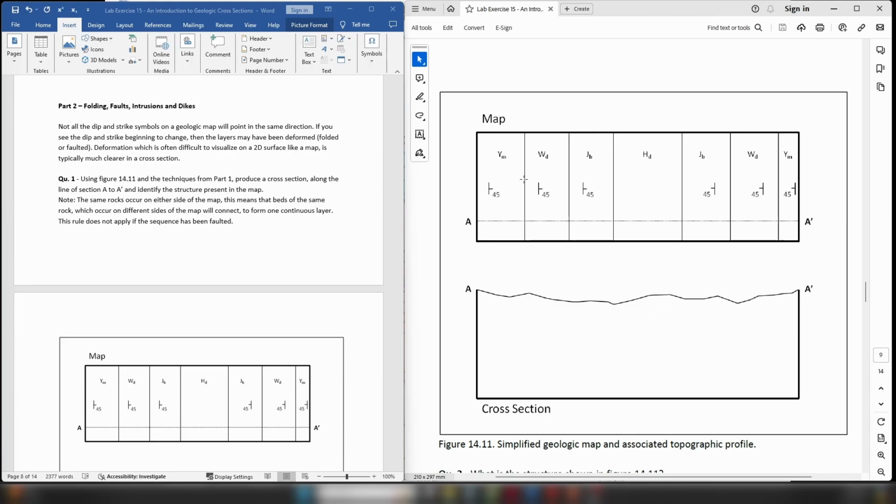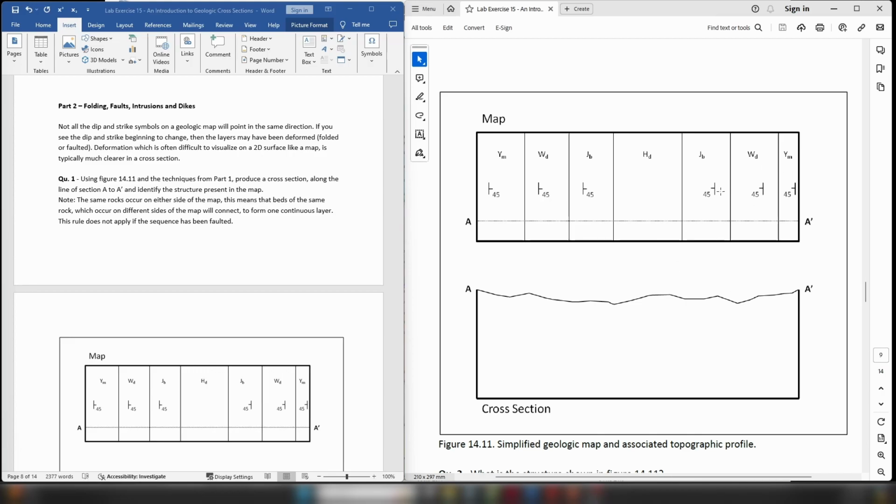Now, you will notice if you look at the labels, the annotations for each of these layers of rock, you have the same layers occurring. So we have HD here, then we have JB, which is occurring there and there. WD occurs here, and YM occurs there and there. So when we see repeating layers of rock, this typically means that one of 2 things has occurred. The first one is the sequence has been folded, and this will result in the same layers of rock appearing again and again due to the folding, the buckling of the strata.